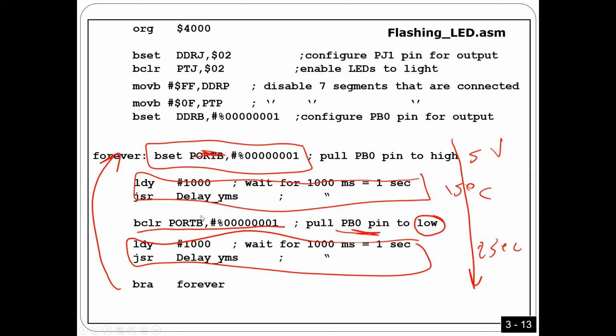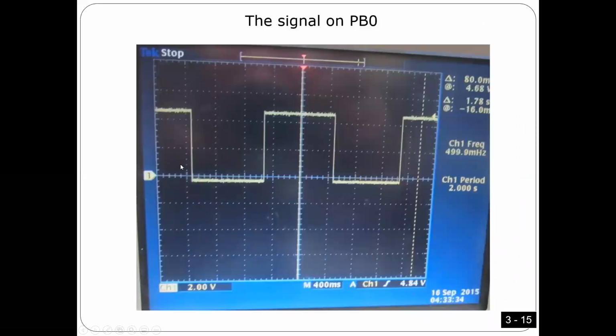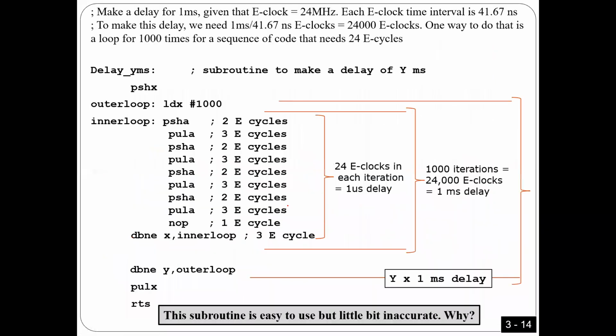Is that okay? So now, very easy. You just pull it high, you wait 1 second, pull it low, wait 1 second, and keep repeating. And I told you, if you look at the scope, I have a very nice picture here. You will see something like that if you look at the scope. From here to here, it is 1 second. So it's very easy to generate a square wave.